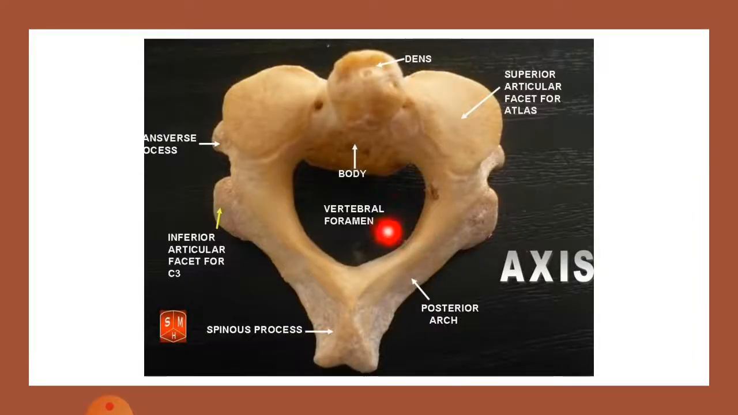This is the C2 vertebra, which is also called the axis, and it lies below the atlas, and it has a small body and there is another projection which is called the odontoid process, and this occupies part of the posterior foramen of the atlas above, and it is held together by a ligament, and we will look at that ligament in the next slides.